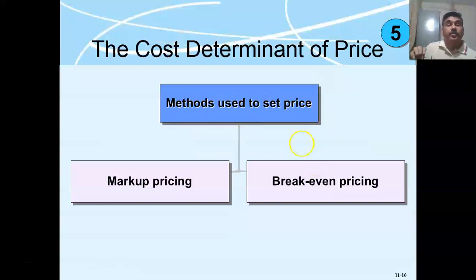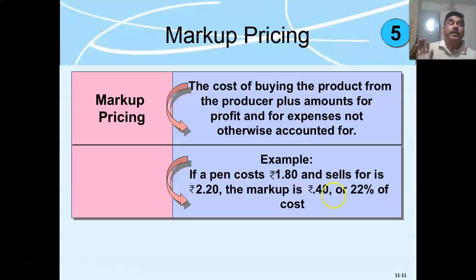Then the methods to set price under the cost determinant of price are, first, markup pricing and, second, break-even pricing. Markup pricing is the cost of buying the product from the producer plus amounts for profit and for expenses not otherwise accounted for. So markup pricing is basically when the producer or seller adds two values over the cost incurred for producing that product.